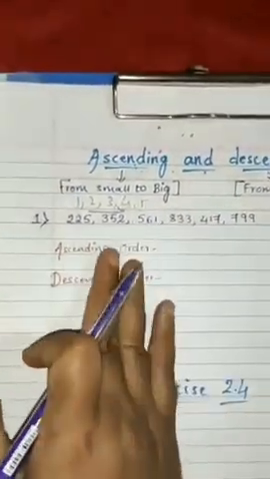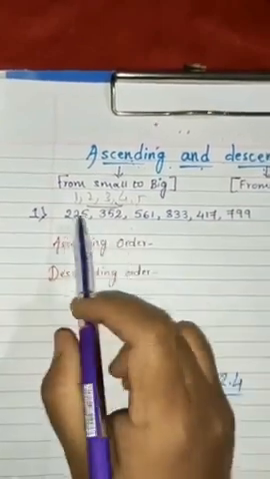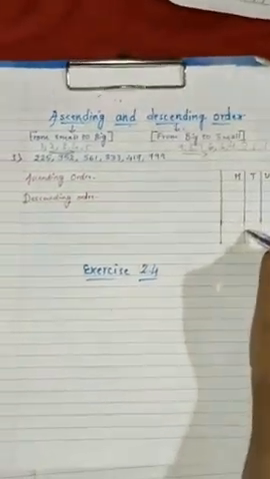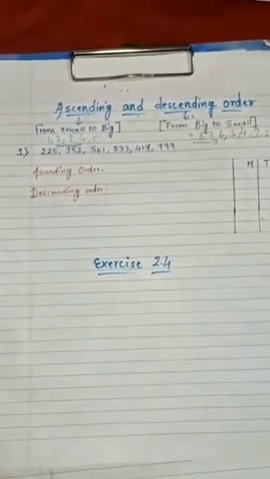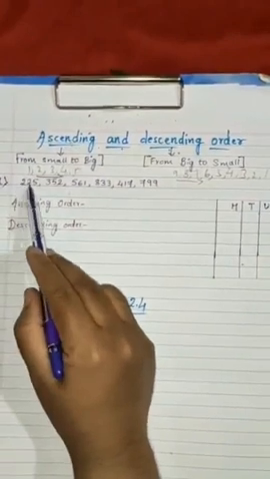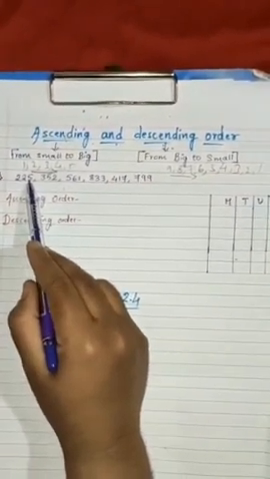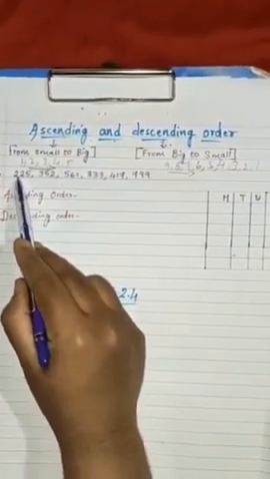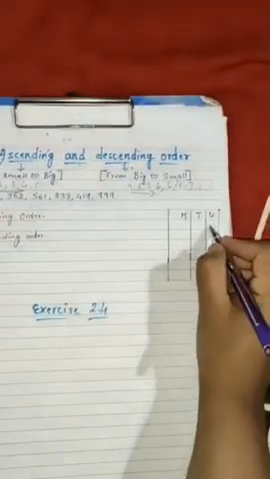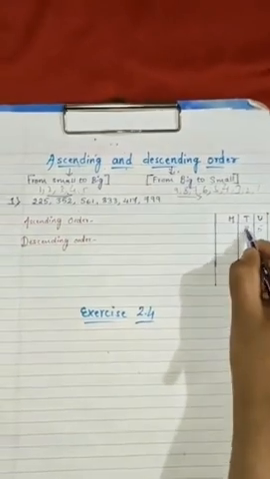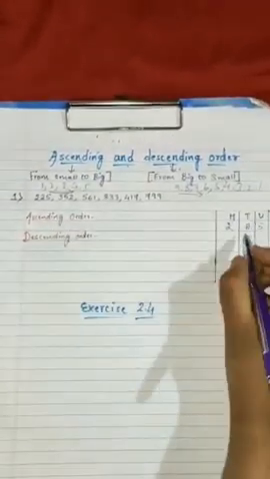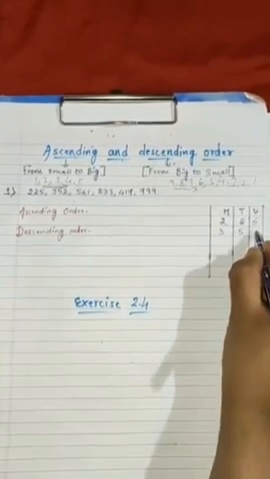So for that purpose, what you have to do? You have to arrange all these numbers into a place value chart. Okay, let us arrange those numbers. So first one here, 225. 5 is in the unit place, 2 is in the 10 place, and this 2 is in the 100 place. Okay, so 5, 2, 2. Next 352. Okay, let us write here 352.